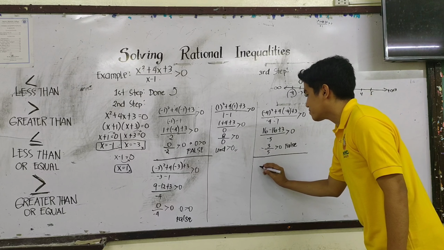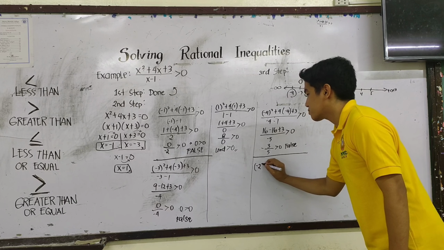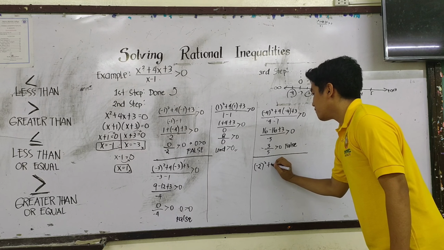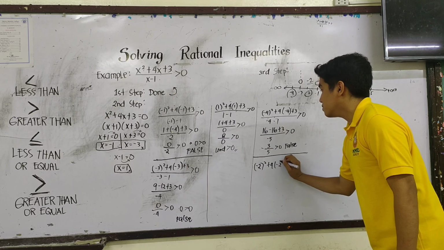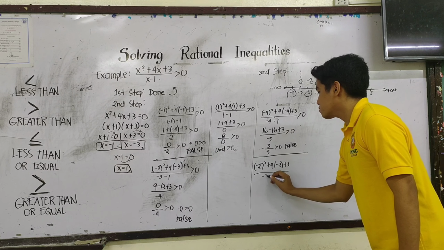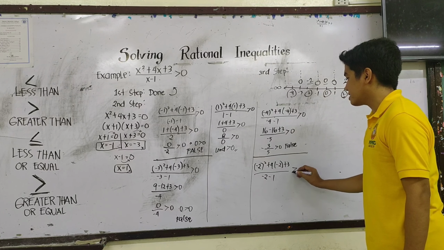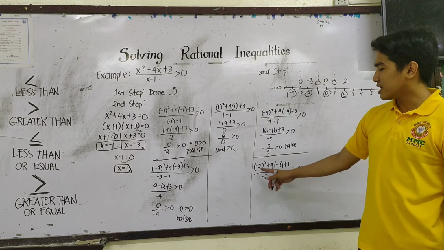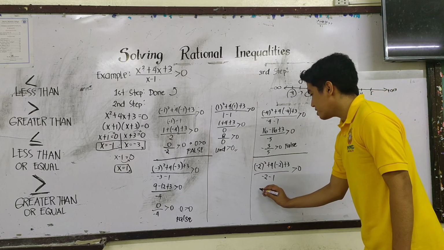So, we have the negative 2 squared plus 4 multiplied by negative 2 plus 3 all over negative 2 minus 1 is greater than 0. So negative 2 squared is equal to 4.